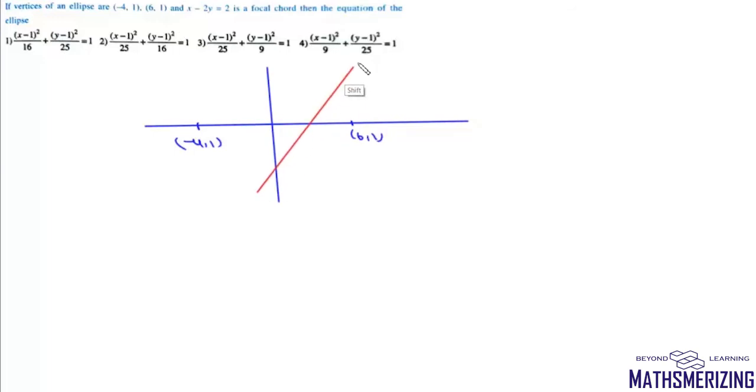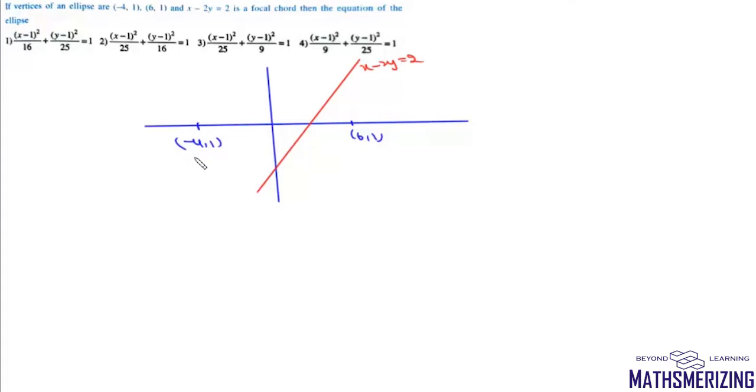Now here the question is, if the vertices of an ellipse are minus 4 comma 1 and 6 comma 1, so we have vertices at minus 4 comma 1 and at 6 comma 1, and this line x minus 2y equals 2 is a focal chord, then we need to find the equation of this ellipse.